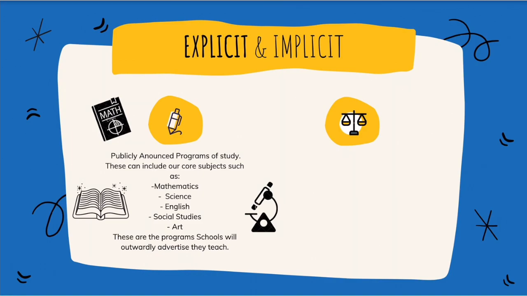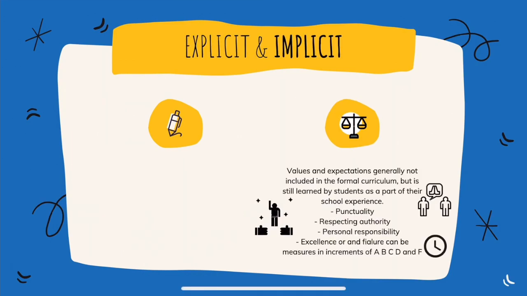Then we have implicit curriculum. This includes values and expectations generally not included in formal curriculum, but of course it is still learned by students as a part of their school experience. This includes things such as punctuality, respecting authority, learning to have a sense of personal responsibility, and learning excellence and/or failure can be measured in increments of A, B, C, D, and F. Implicit curriculum is also sometimes defined as the unintended lessons.